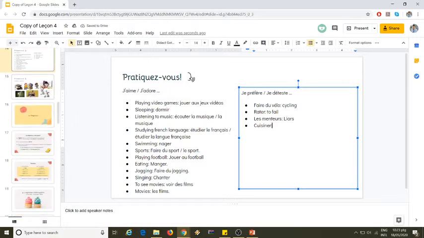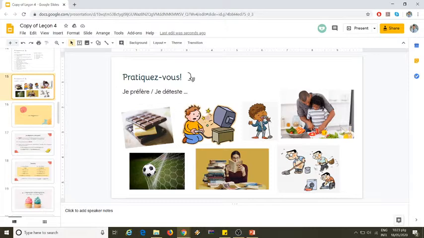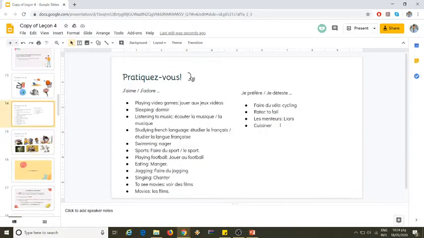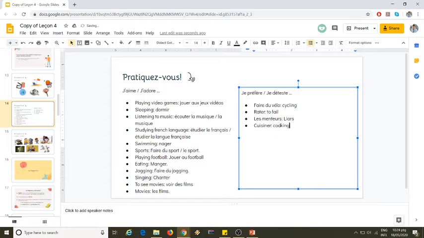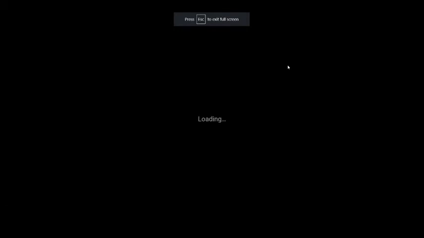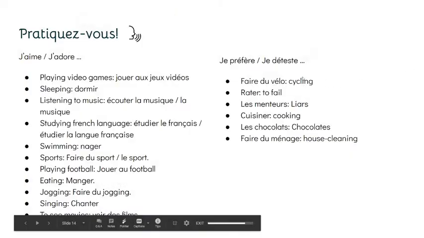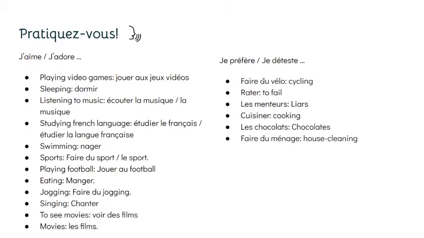Sekarang pukul apa? Okay. Sekejap. Kat gambar ni ada le chocolat, ada coklat, ada masak, ada membersihkan rumah. Okay, fine. Cuisine. Cooking. Ni adalah verb yang sangat penting untuk korang. Okay. So I have added a few sentences.